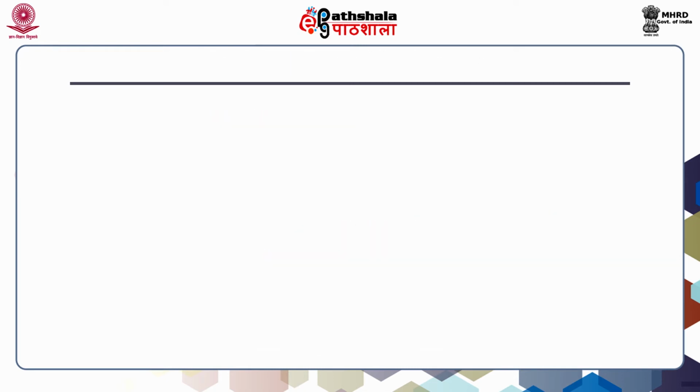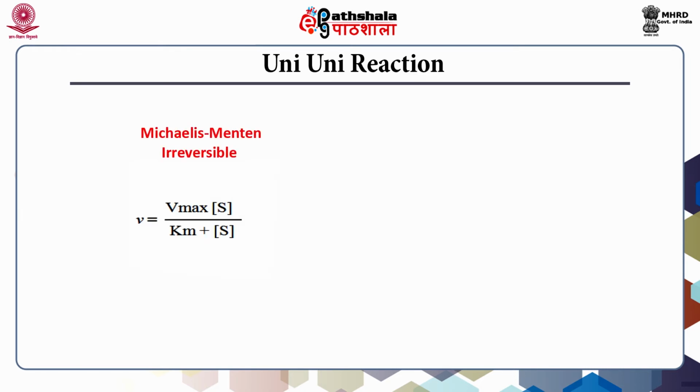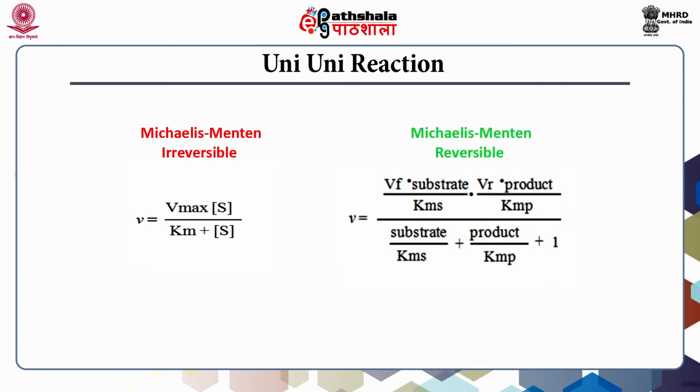Therefore, we have two models for a uni-uni reaction, one for the enzymes following irreversible kinetics and the other for the enzymes following reversible kinetics. We can use enzyme catalyzed reaction kinetic data values to verify which of these models is actually followed by the enzyme under experimental study.